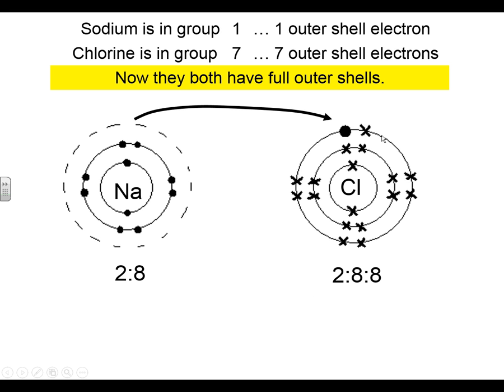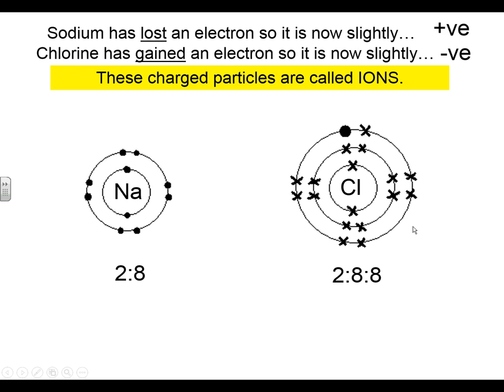They are much happier. Now you see this one here has been drawn as a dot. That's just to show that it has come from the sodium. These are all drawn as dots. These are all drawn as crosses, but they are identical. So it just shows where they come from.